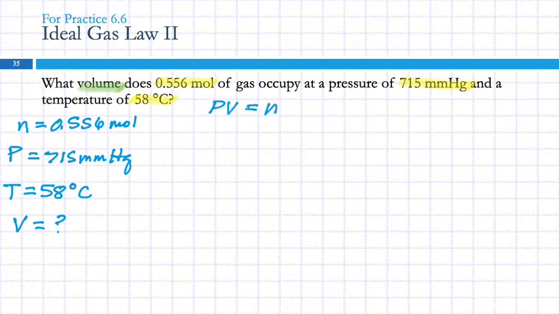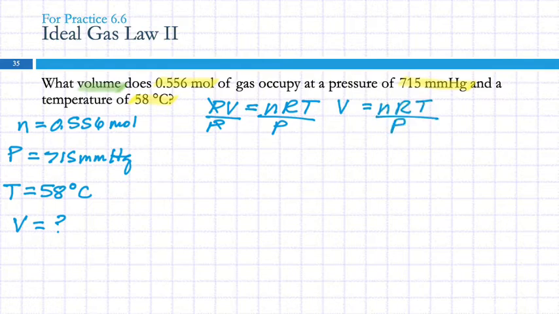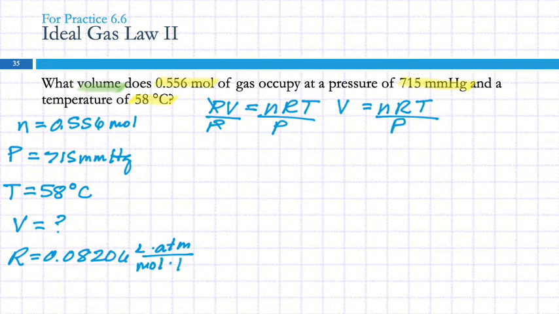PV equals nRT. We're trying to find the volume. So if we divide by the pressure, we get volume is equal to nRT divided by the pressure. Let's write down the ideal gas constant here as well, 0.08206 liters times atmospheres over moles times Kelvin.